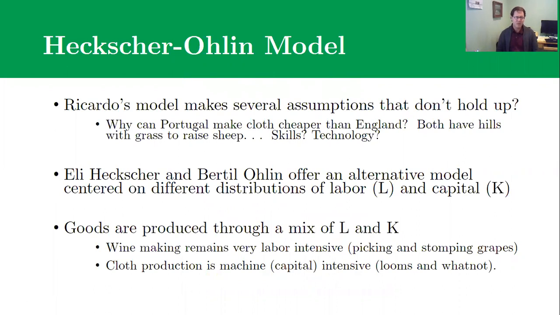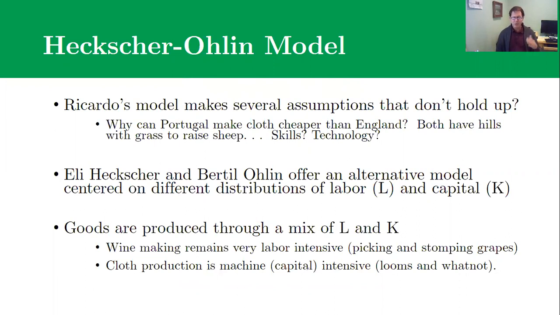And so we can ask questions like, why would Portugal be able to make cloth cheaper than England, given that both countries have hills, and grass and sheep, and can in theory have the same inputs. And maybe you could tell a story about skills or technology, but skills and technology don't really fit neatly into Ricardo's model, and we don't necessarily know what it would mean that there are differences in skills and technology.